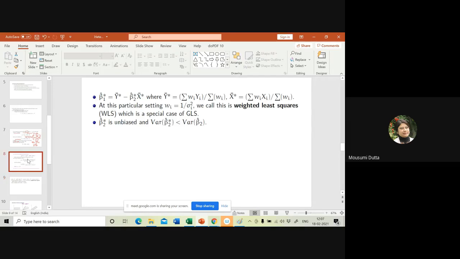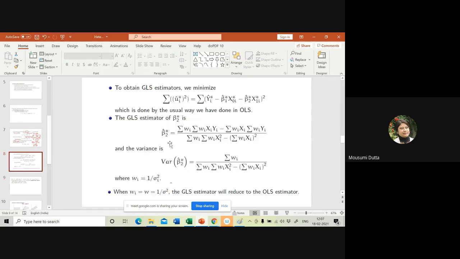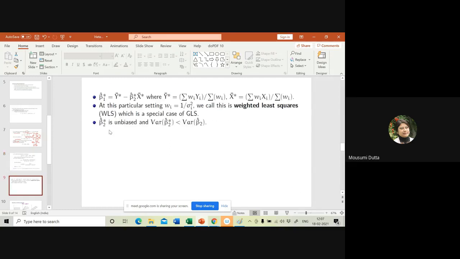So the first thing will be calculate beta 2 hat star and beta 1 hat star. Second, find out variance of beta 2 hat star. Third, show that beta 2 hat star is unbiased and its variance is less than that of the variance of beta 2 hat if I estimate it using the OLS. Everybody got what are the homeworks? Yes, ma'am.